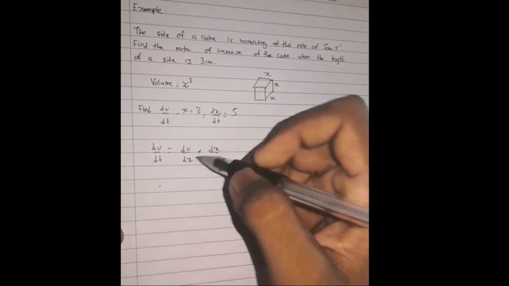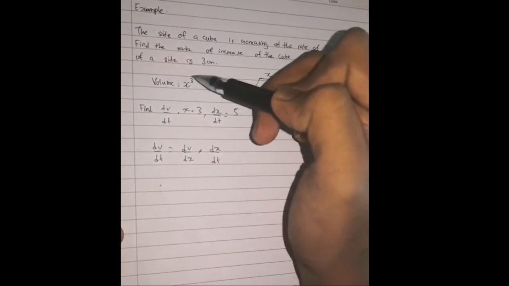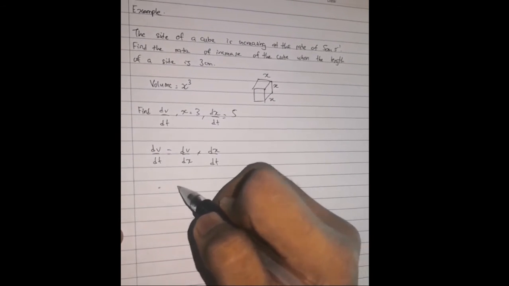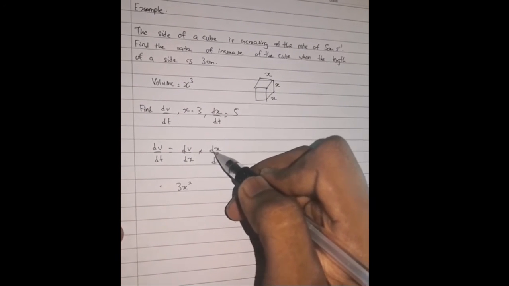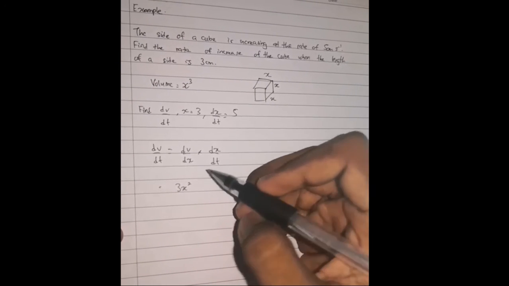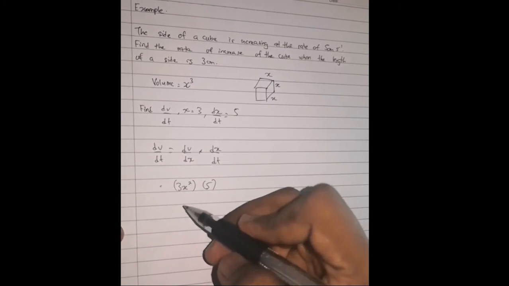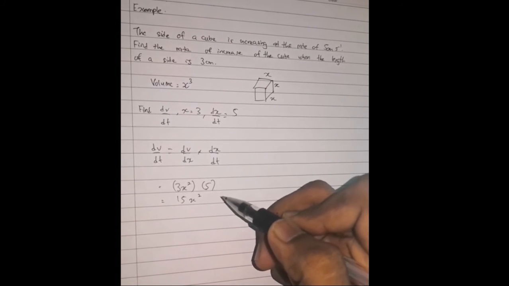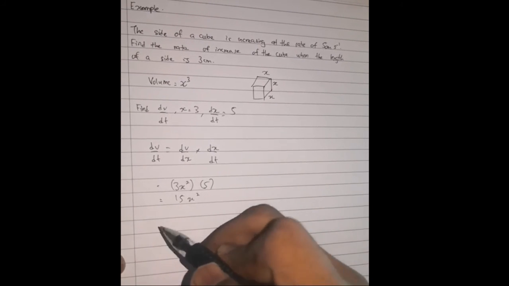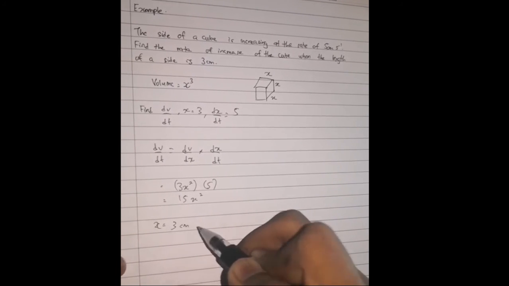So the volume of the cube is x cubed. Here we bring the 3 in front and subtract 1 from the power, so it will be 3x squared. And it is given that dx/dt is 5, so we put a 5 and we put brackets for both of the numbers. So here we have 15x squared. It is given that x equals 3 centimeters.